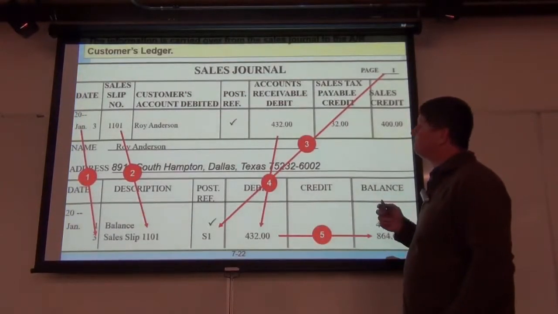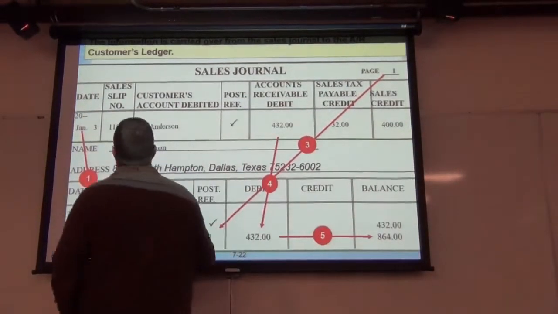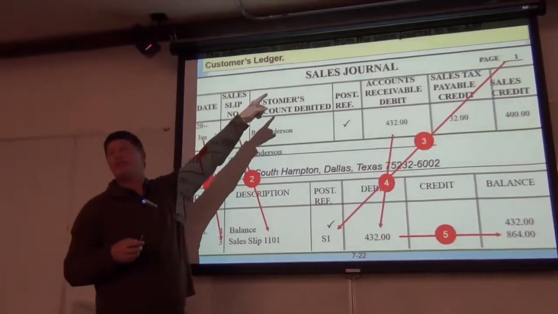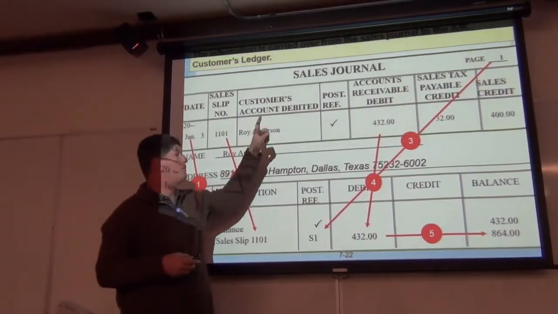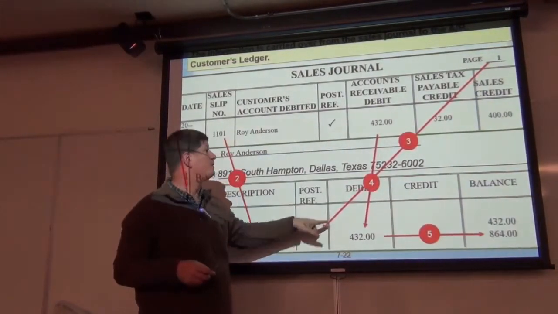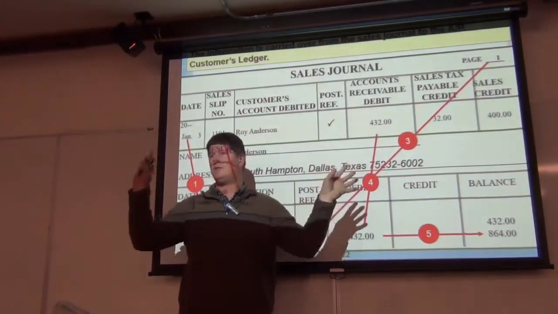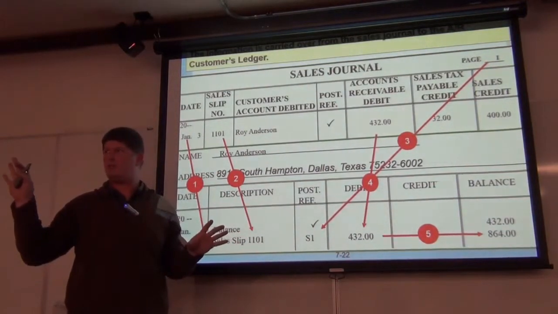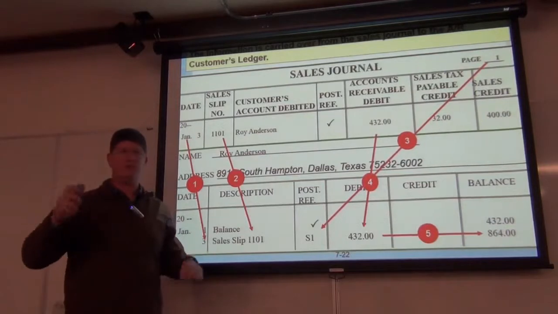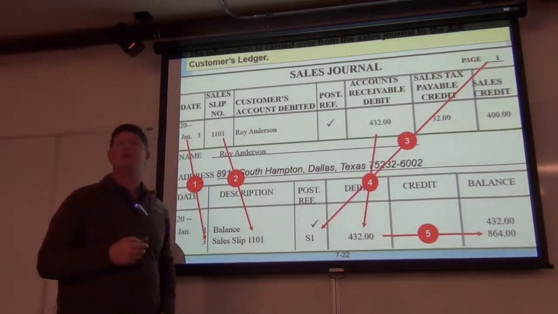Here's the sales journal. We're just going to follow it through. Date comes down, sales slip number comes down, post-reference number comes down, the amount, calculate the balance. Everybody good? We kind of walk through that. I won't duplicate it unless you want me to. Good?